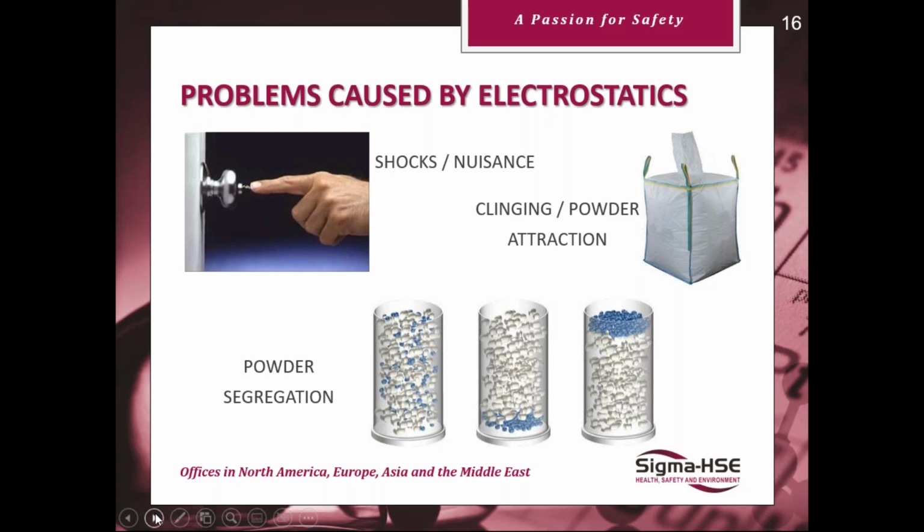You get clinging powder attraction. So the powder sticks together, won't break up in lumps, which makes it very difficult to pour. And powder segregation. If you see the pictures below, you've got a mixing on the left, then the start of segregation, and then the final one is total segregation. In the pharmaceutical industry in particular, this can be critical when you've got milligrams of active pharmaceutical ingredient in there and it separates out.